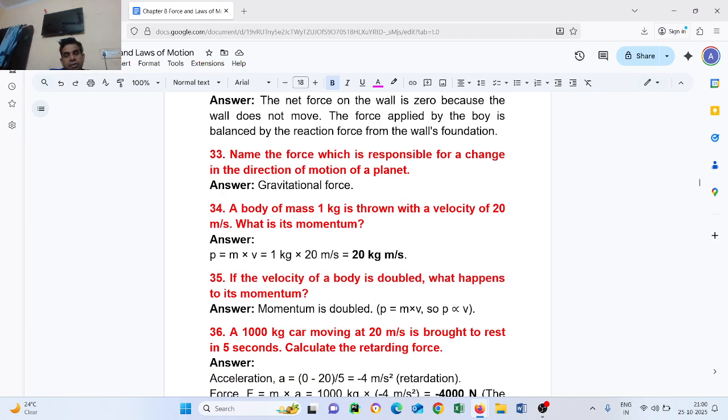Question number 35. If the velocity of a body is doubled, what happens to its momentum? Momentum is doubled.